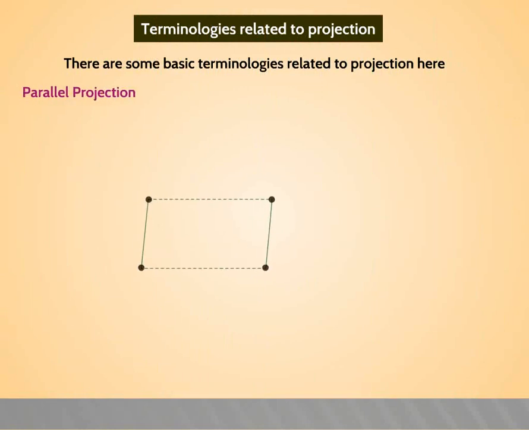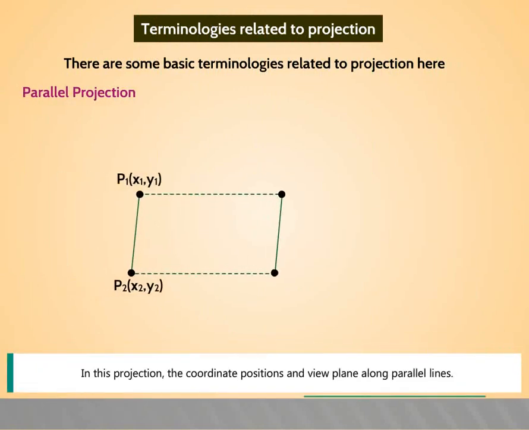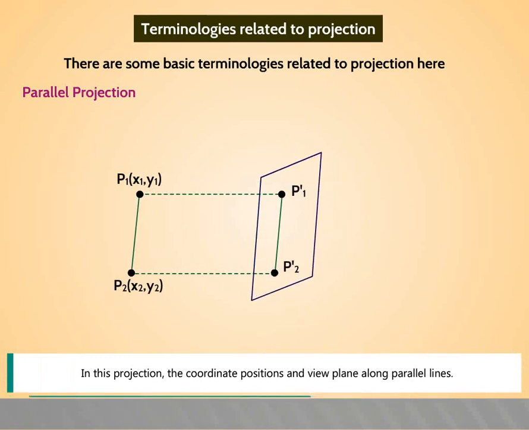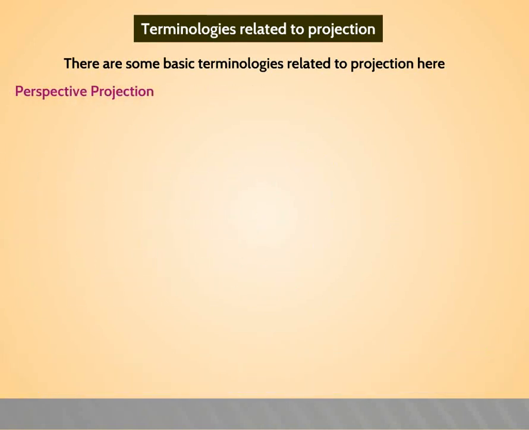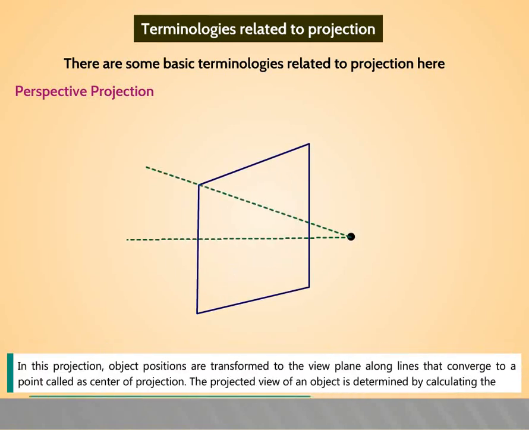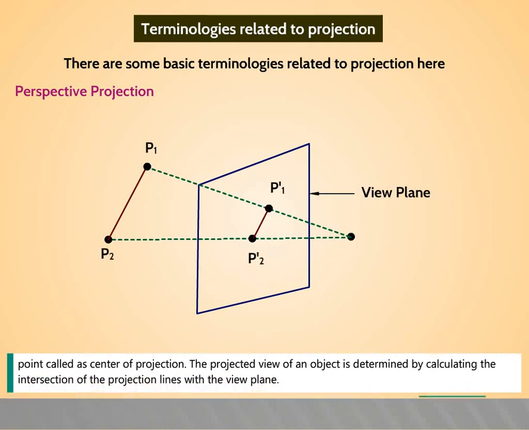Parallel projection. In this projection, the coordinate positions are transformed to the view plane along parallel lines. Perspective projection. In this projection, object positions are transformed to the view plane along lines that converge to a point called the center of projection. The projected view of an object is determined by calculating the intersection of the projection lines with the view plane.